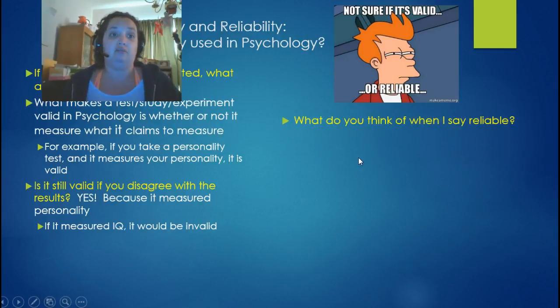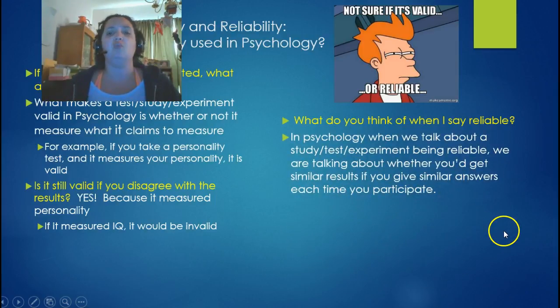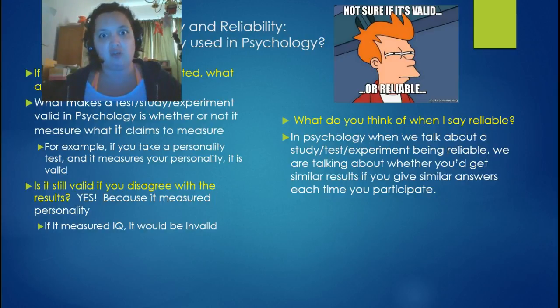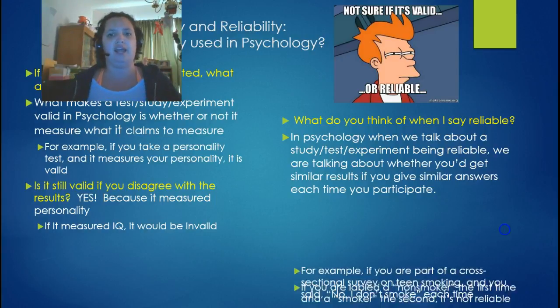Now, how about reliable? Things that are reliable generally work, right? We can trust them. But in psychology, when we talk about a study or a test or experiment being reliable, we're talking about whether or not we get the same answers every time if we gave the same or similar answers to our test. So let's say we're taking a personality test and we give the same answers both times we take it, we should get the same results, right? If it's reliable, we will, or we'll get very similar results if we made a tiny change. What if I give answers the first time and completely different answers the second time? Well, if it's reliable, I'd better get different answers, right? If I get the same thing, then it's like, how did that happen?